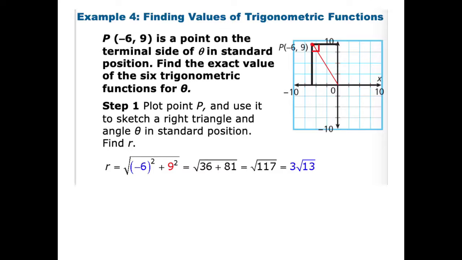Example 4. P, the point negative 6, 9, is a point on the terminal side of theta in standard position. Find the exact value of the 6 trigonometric functions for theta. Step 1, plot point P and use it to sketch a right triangle and angle theta in standard position, and then find your r. You would do the square root of negative 6 squared plus 9 squared, and that gives you 36 plus 81, which is 117. Then you would take the square root of that and you get 3 times the square root of 13.